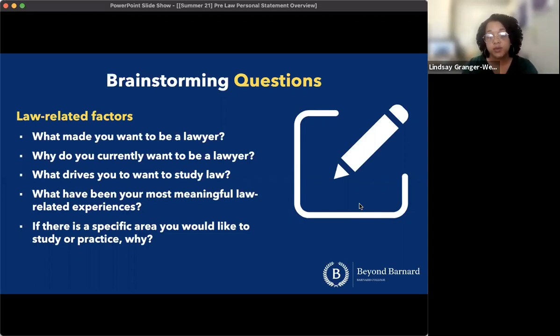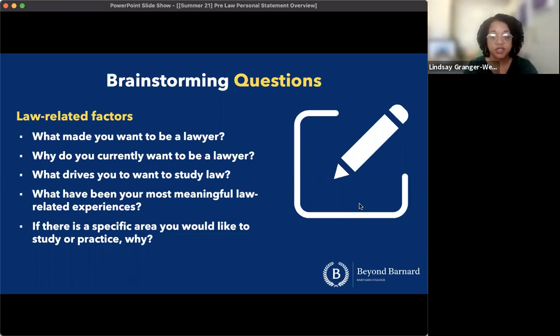And also, if you plan to study law but maybe not practice, this can be somewhere that you flesh out those ideas of if you want to go into policy, politics, legal research, legal writing, or professoring. All of that can come into this study of law. You know, meaningful law related experiences.